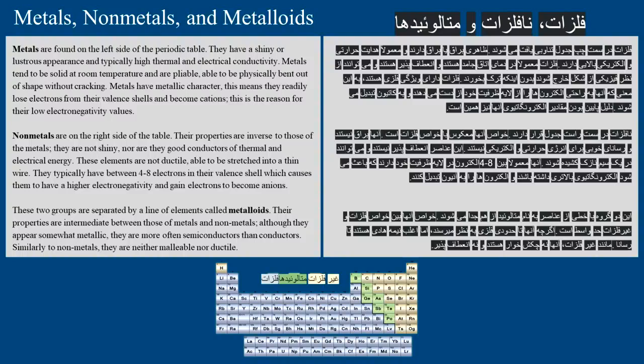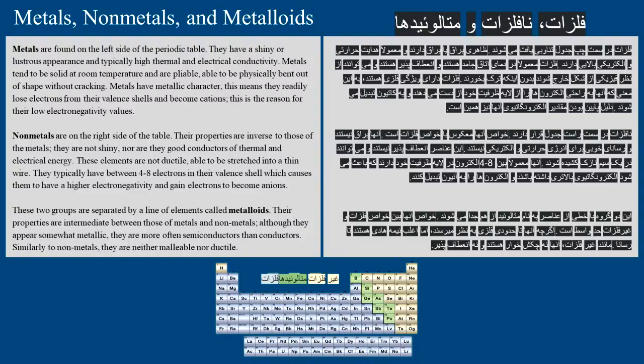Then we have nonmetals on the right side, and they are a yellow kind of gold color on this chart, and their properties are inverse to those of the metals, or they're opposite. So they're not shiny, they are not good conductors of thermal or electrical energy, and these elements are not ductile, so they're not really able to be stretched into thin wires or anything like that, which we see with metals. They typically have between 4 and 8 electrons in their valence shell, which means that they have a higher electronegativity value, and they gain electrons to become anions.